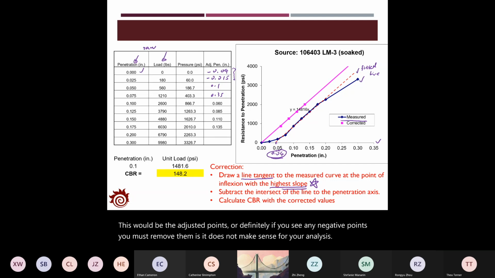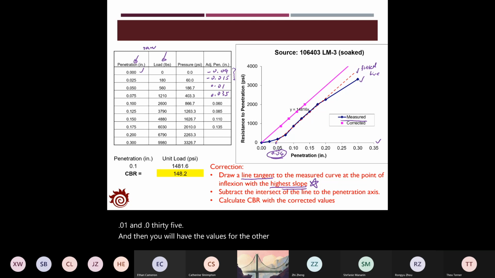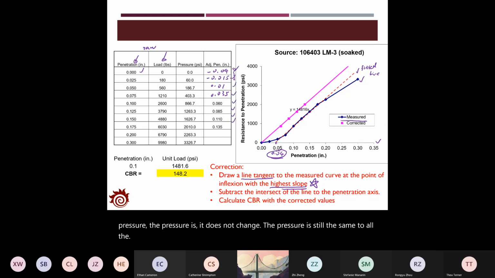And then, sorry, this should be 0.01 and 0.035. And then you will have the values for the other points, just subtract them. And of course, you can find out the pressure. The pressure does not change. The pressure is still the same for all the data points that you observed.